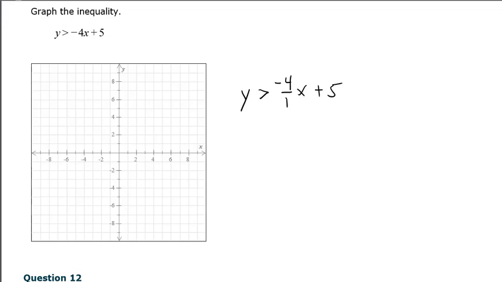So in this case, we're going to start at positive 5, which is our y-intercept. From our y-intercept, the change in the rise is negative 4, so that means we go down 4. And the change in the run is a positive 1, so we go to the right 1. So from our y-intercept, we go down 4 and to the right 1. Now we're going to use the appropriate line to connect these points. The appropriate line would be a broken line since our inequality is just greater than. So we're going to use a broken line to connect our points.